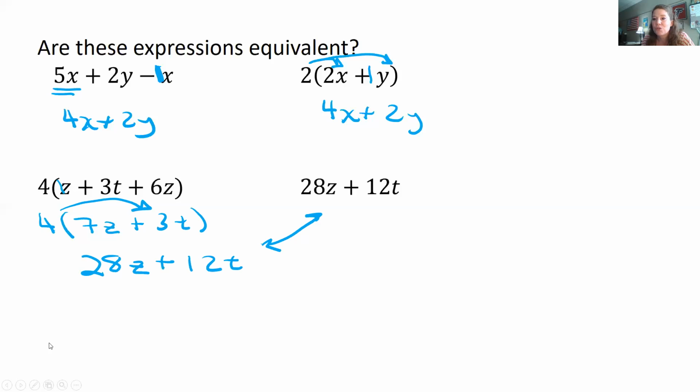Okay, so that's how you're going to look at some equivalent equations this week. All right, so let me pull up, let me share this other screen I have with you.